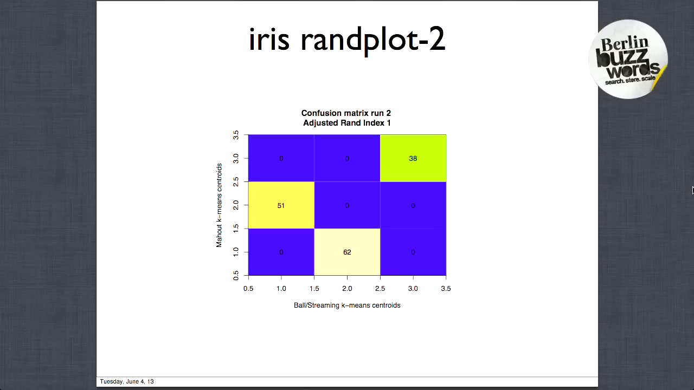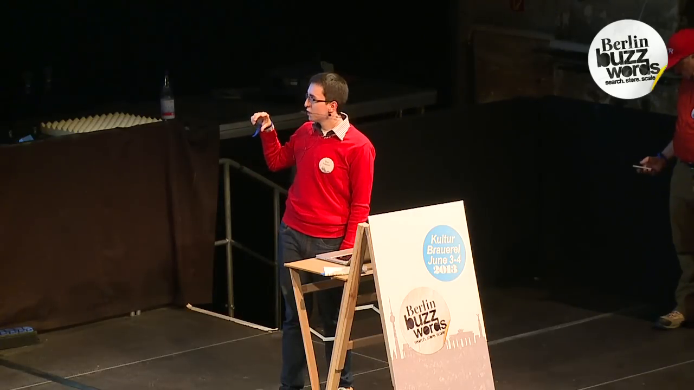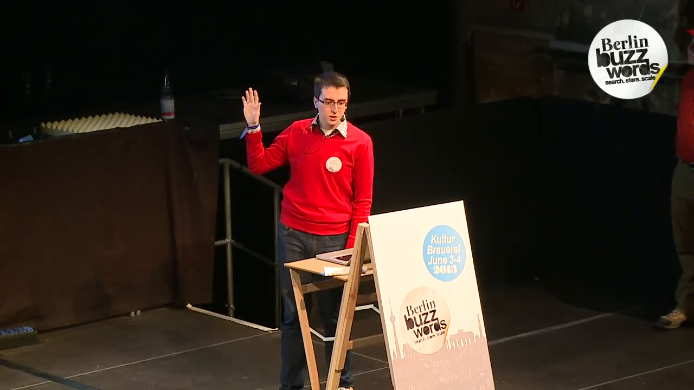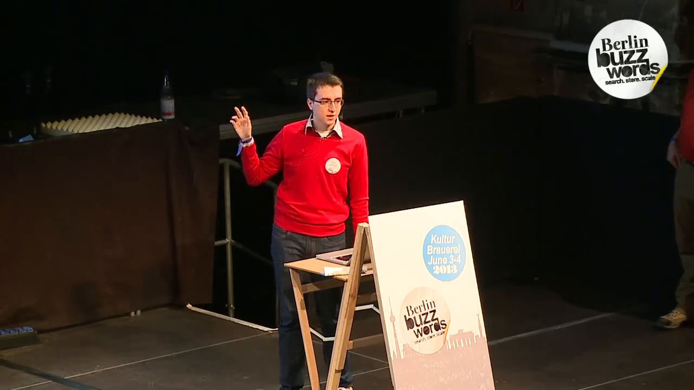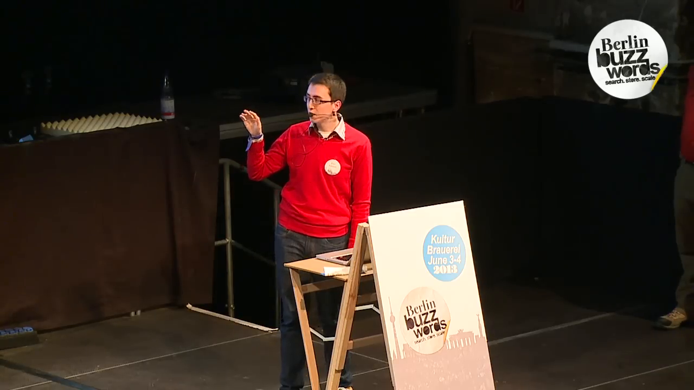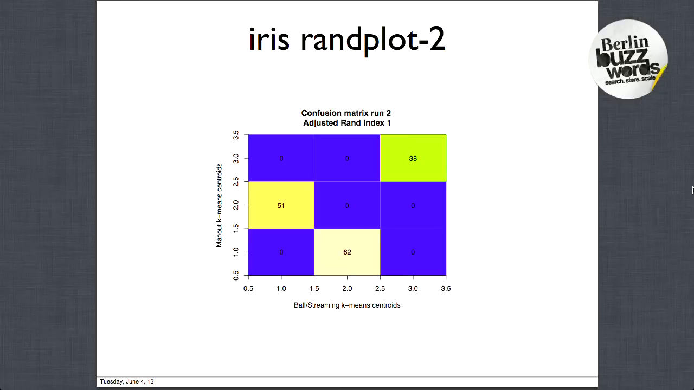What this matrix tells you is that the clusterings are fairly similar. Ball streaming k-means, the new approach, is the columns, and Mahout k-means, what we had initially, is the rows. So if you add up the rows, you're going to get the number of points in the Mahout k-means clusters, and if you add up the columns, you're going to get the ball streaming k-means clusters. You can see that cluster 2, for example, in Mahout has 51 points in it, and that's exactly the same as cluster 1 in ball streaming k-means.